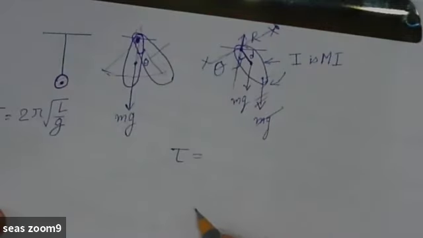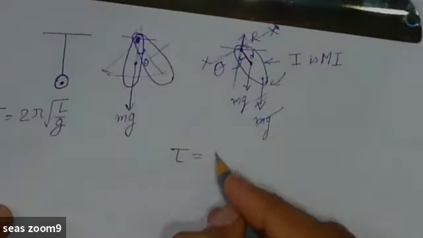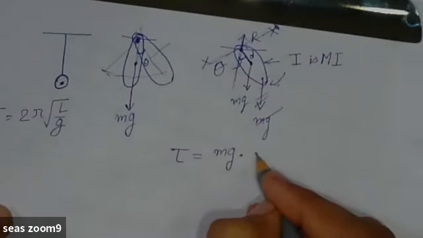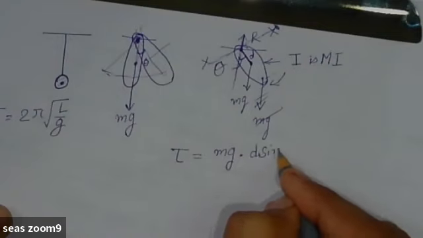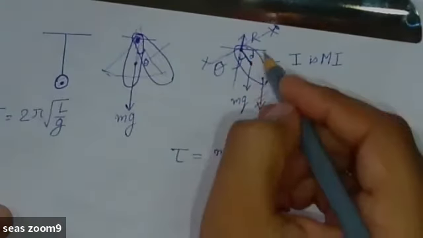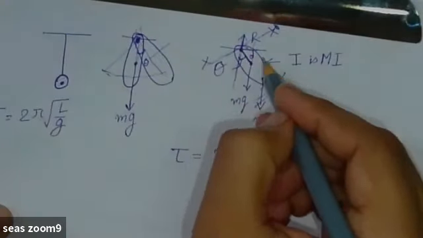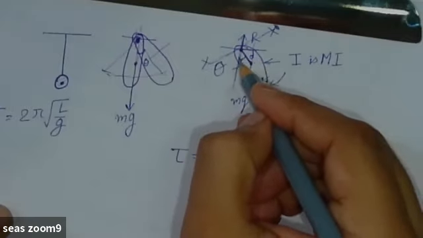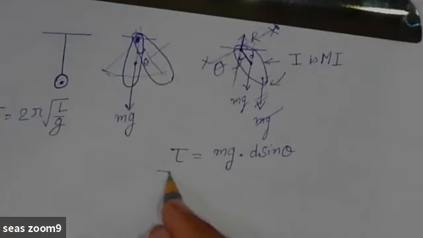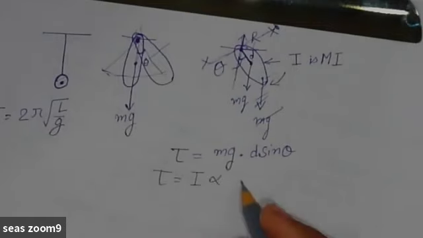So tau is equal to, in this case, what will it become? mg into d sine theta, where d sine theta is the perpendicular distance between this force and the pivoting point. Because this is d and this is theta, this becomes d sine theta. So tau is equal to mg d sine theta. We also know that the torque is equal to I alpha, where I is the moment of inertia and alpha is the angular acceleration.